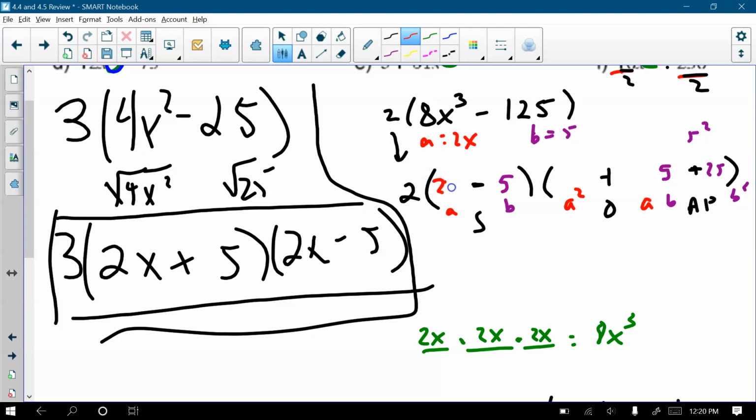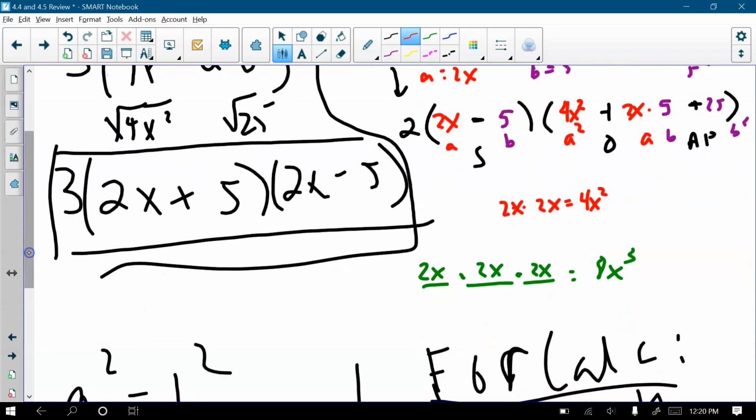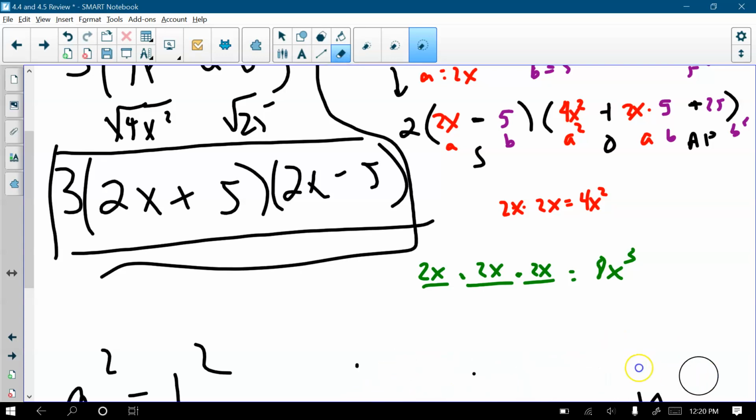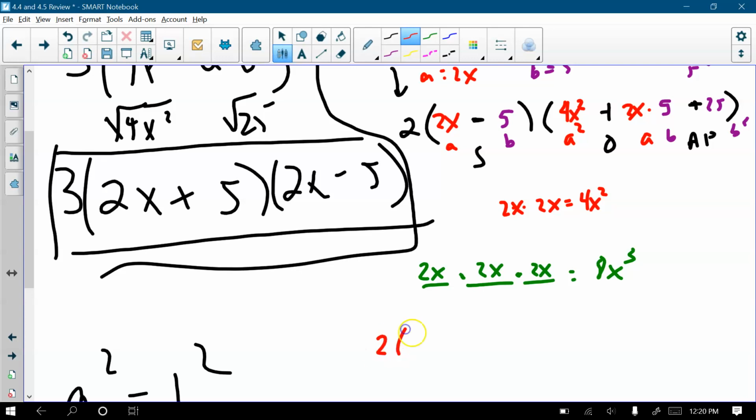Okay, let's do red. I need a 2x for a here. I need 2x times 2x for a squared, which is 4x squared. And then I just need a 2x here, and we're multiplying them. So my final answer here is 2, parentheses, 2x minus 5, and then 4x squared plus 10x because of 2 times 5, plus 25.